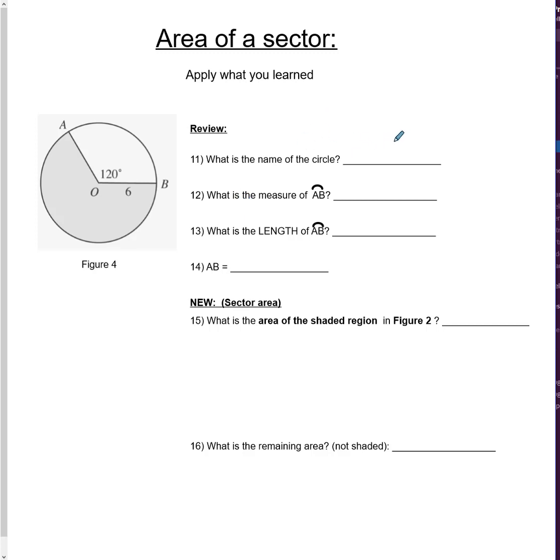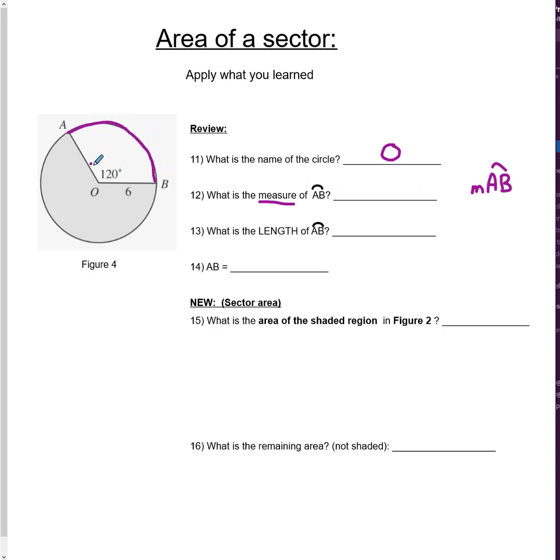Okay, what is the name of the circle? Well, that's easy. It's circle O. What is the measure? The measure, usually we write this, by the way, as this. We don't really say the word measure, right? So usually we write measure of arc AB, of arc. This is arc AB. So arc AB goes from here to here. What is the measure of that arc?